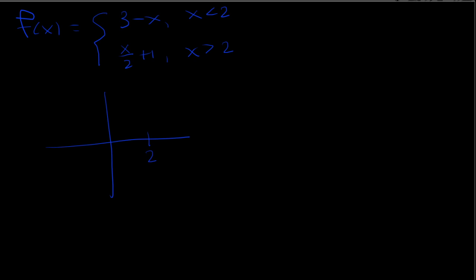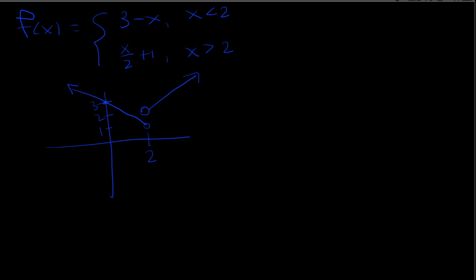at x equals 2, the top equation is 1, and we're going to put a hole there since we're including values to the left of 2. At 0, we're going to get 3, and we know the slope is negative, so it should look something like that. And to the right of 2, we have x over 2 plus 1. I plug in 2, I get 2, and here I'm going to put an open circle since we're looking at values greater than 2, and slope is a half.